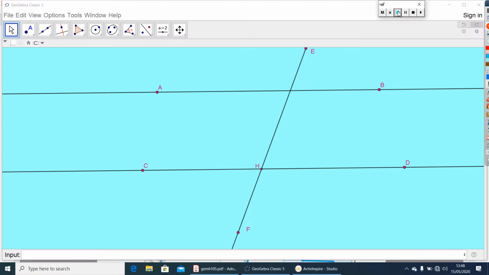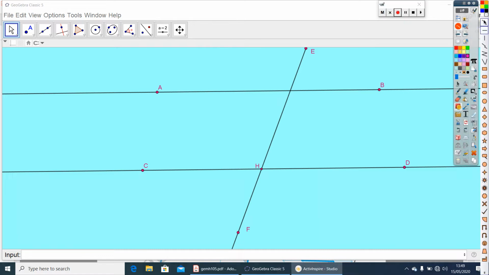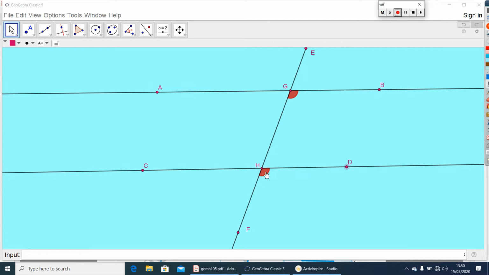Now you can easily identify the corresponding angles, interior angles on the same side of the transversal, or alternate interior angles. Let us see how it is. Now if you draw the corresponding angles here, let me mark the corresponding angles first. Here are the corresponding angles. Now let me join all these things.